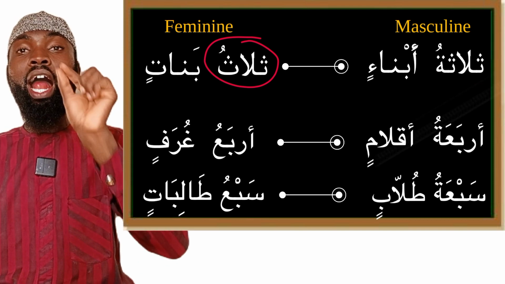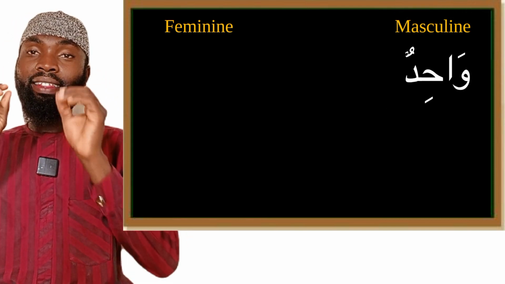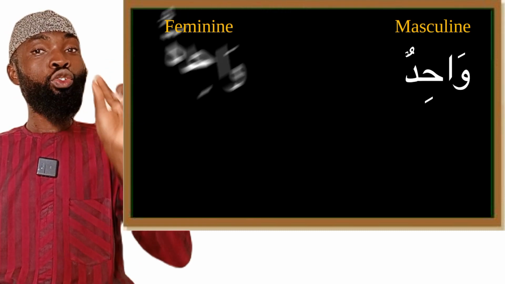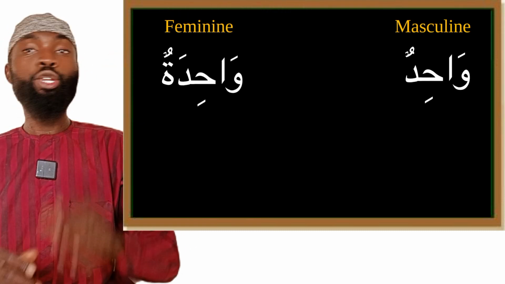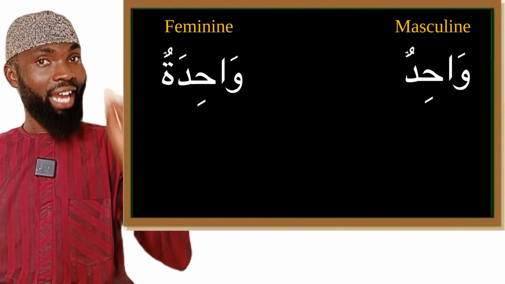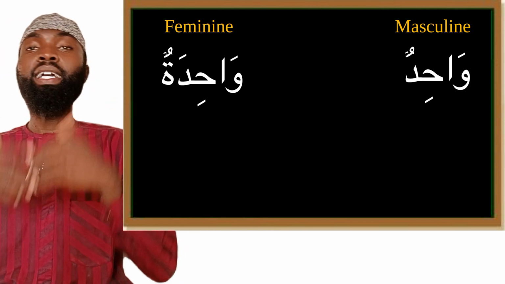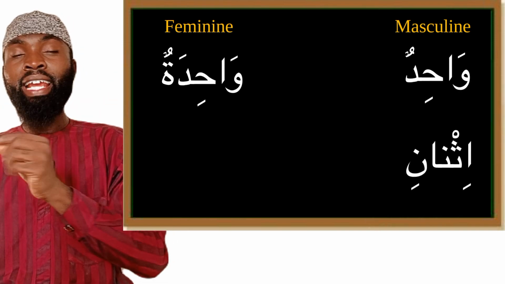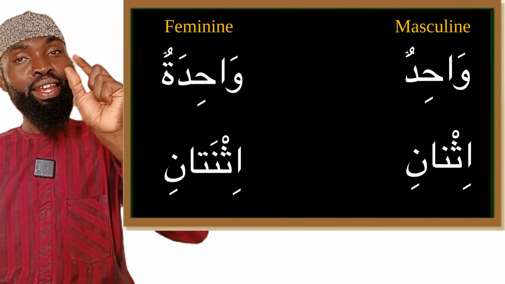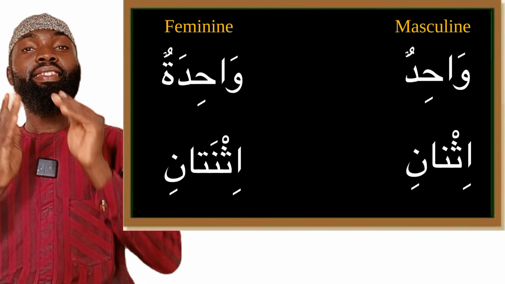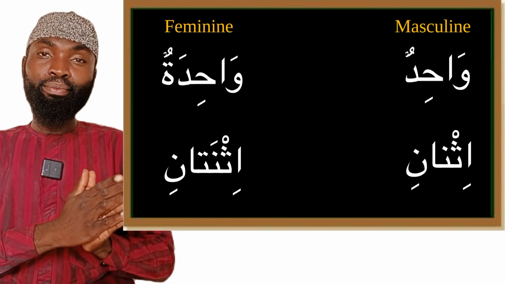You have wahidun for 1, that is when you have a masculine. But wahidatun with the ta'u marbuta, that is the one you use for the feminine noun. So, wahidatun for feminine and wahidun for masculine. Ithnani for masculine and ithnatani for feminine.